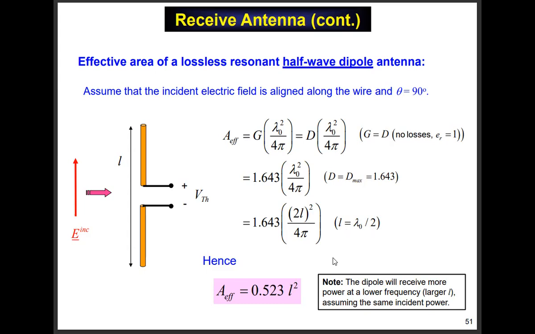So if I have the same watts per square meter coming in, am I going to pick up more power if I go to lower frequency or higher frequency? Lower, because if we go to lower frequency, wavelength gets bigger, so L gets bigger, and therefore effective area gets bigger, right? Right, good. But what's the disadvantage of low frequency? You get bigger, bulkier antennas, right? At higher frequency, antennas become small.